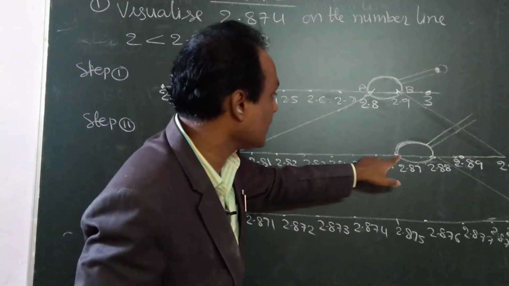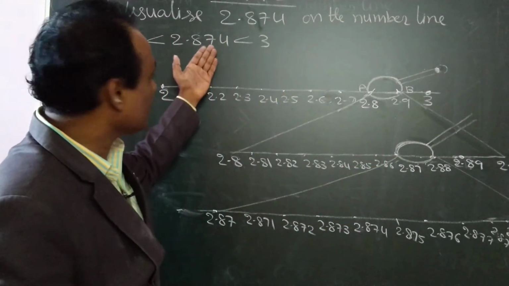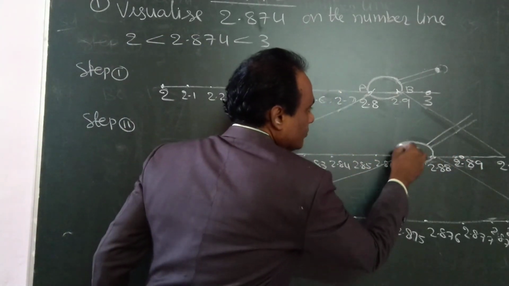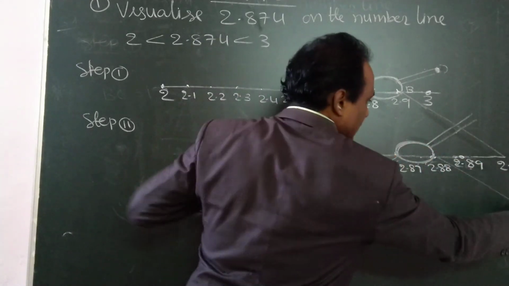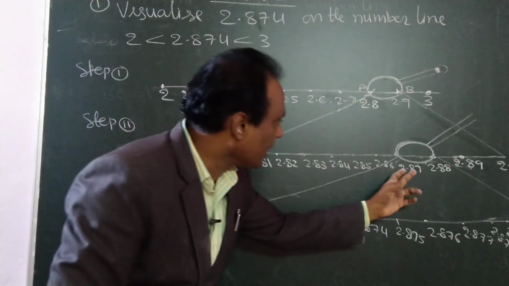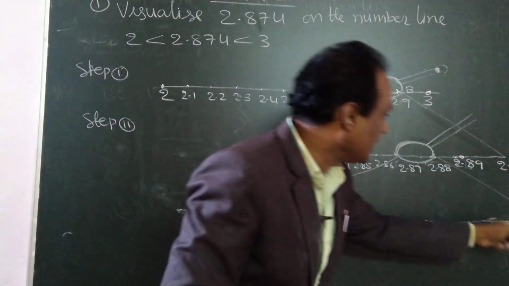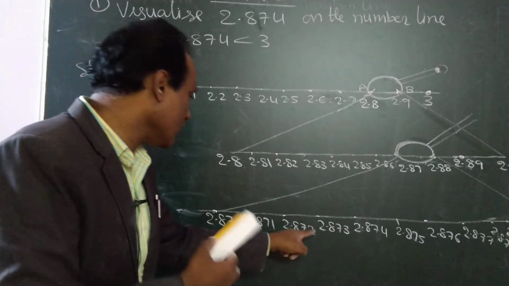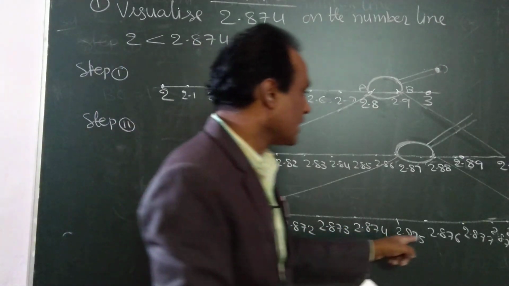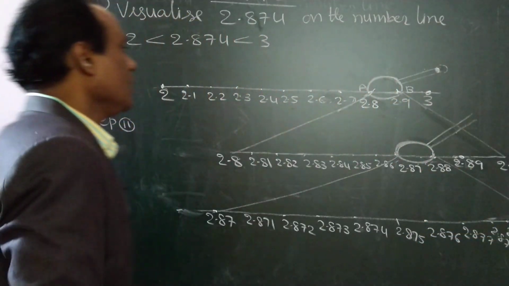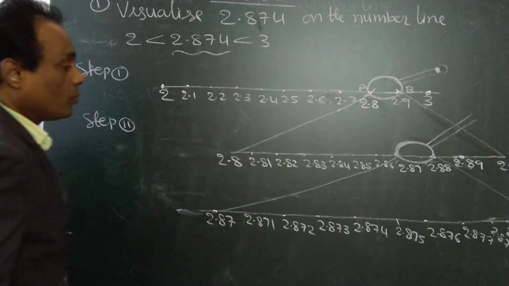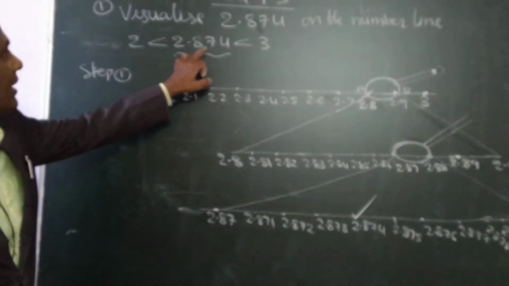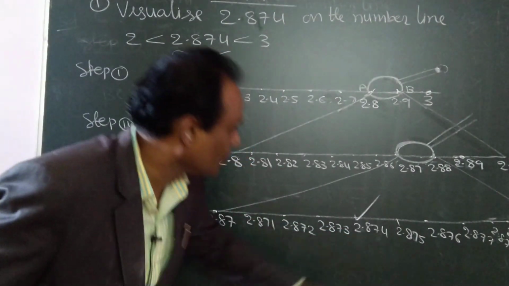Our number is 87 something, where 87 is here. It is not exactly 87, just greater than 87. So greater than 87, less than 88. So our number will lie here. Take the magnification and magnify it. So 2.87 is taken here, 2.88 is taken here. After 87, what will you get? 871, 872, 873, 874, like that up to 880. So our number is here. See here, 2.874. This is our number.